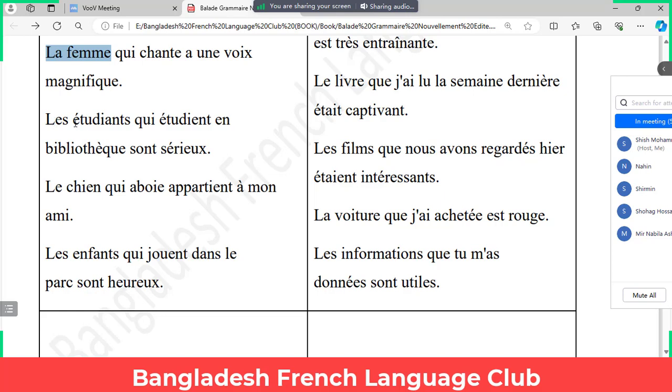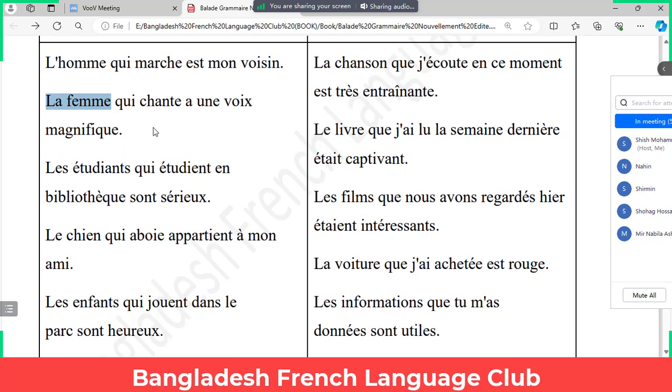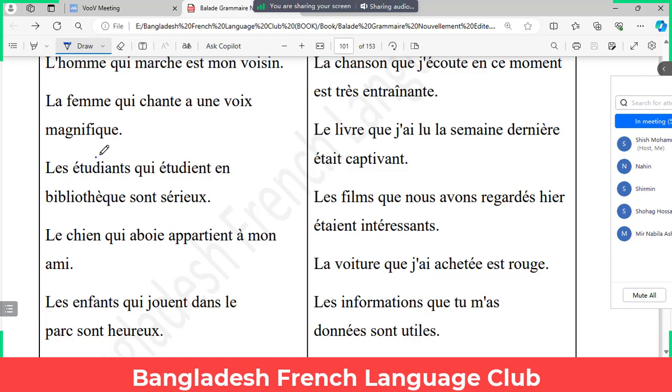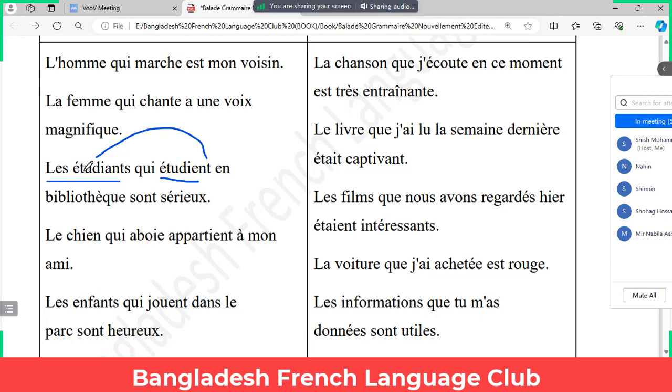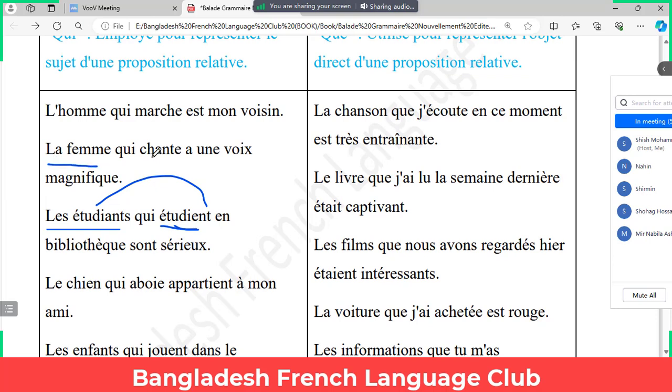So the same way here, les étudiants qui étudient. And one more thing needs to be said: after qui you will always see a verb, and the conjugation of that verb must follow the subject. Because les étudiants is third person plural, the verb étudier is conjugated following the subject. This is third person plural conjugation. Here la femme is third person singular, that is why chante is also third person singular conjugation.